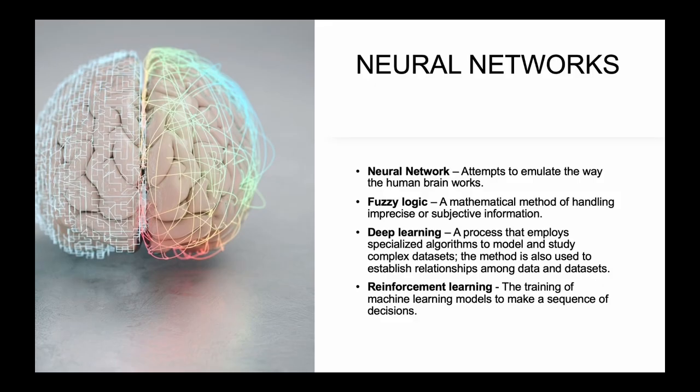Now, neural networks. What is a neural network? It attempts to emulate the way the human brain works. Fuzzy logic is a mathematical method of handling imprecise or subjective information.